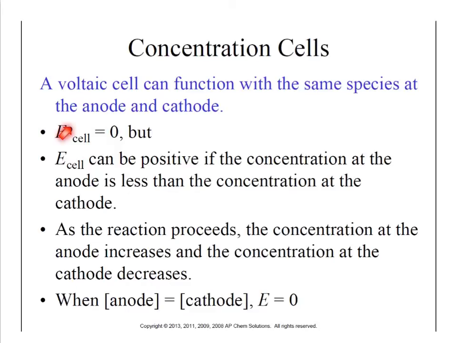So you do this by taking the concentration of the anode and making it less than the concentration of the cathode. And then it will cause the reaction to proceed so that the concentration of the anode will increase and the concentration of the cathode will decrease, just like it would in a regular voltaic cell. And when the concentration of the anode equals the concentration of the cathode, then you're going to wind up with your voltage of 0 again.